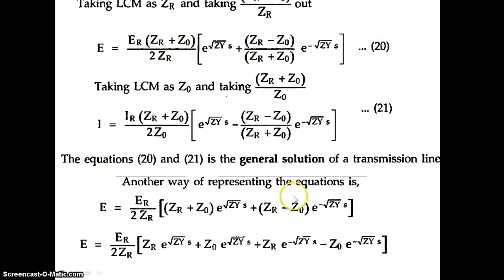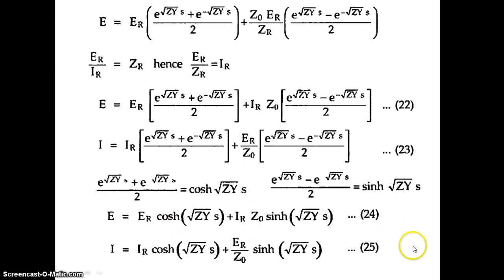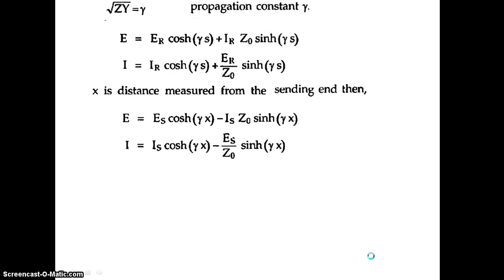Another way of representing the equations is to multiply each and every term with the exponential term inside, and group them as (e power root ZY S plus e power minus root ZY S) by 2, which we can replace with cosh gamma S, where root ZY is gamma, and the other group we can replace with sinh gamma S. So we are arriving at ER cosh root ZY S plus IR Z0 sinh root ZY S. Similarly, I equal to IR cosh root ZY S plus ER by Z0 sinh root ZY S. This is another way of representation where root ZY is equal to gamma.